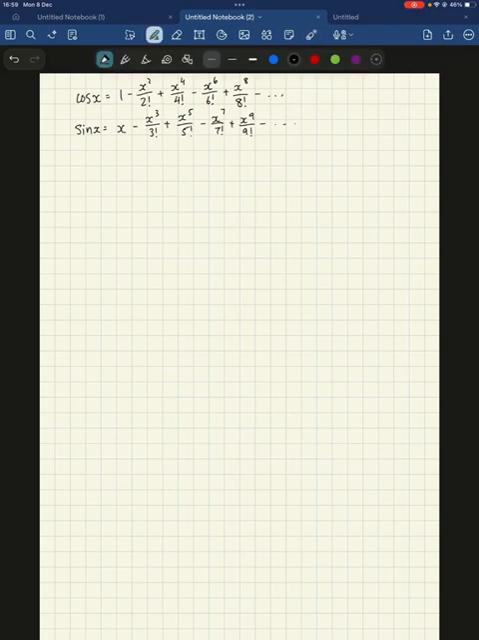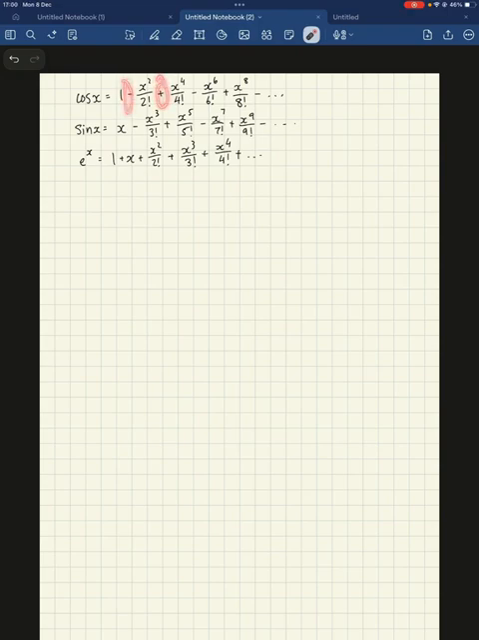Now we also learn the expansion for e to the x. e to the x is easy. It's got every single term and they're all positive. So we have 1 plus x plus x squared over 2 factorial, plus x cubed over 3 factorial, plus x to the power of 4 over 4 factorial, and so on. So we can basically see that whatever cos x is missing, like any x terms or x cubed terms, sin x has. And then e to the x just has everything.